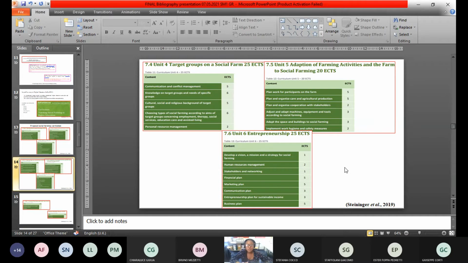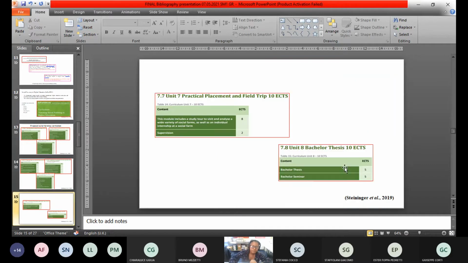And there's Unit 6, which focuses on entrepreneurship. We have stated that the farm is going to be run as a normal farm, but with a more social aspect to it. But there's still the need to focus on the business side of it so that you can keep the finances moving and sustain the farm. So this unit on entrepreneurship is going to focus on the financial aspect of the business, marketing and communication, as well as business plans as a whole.